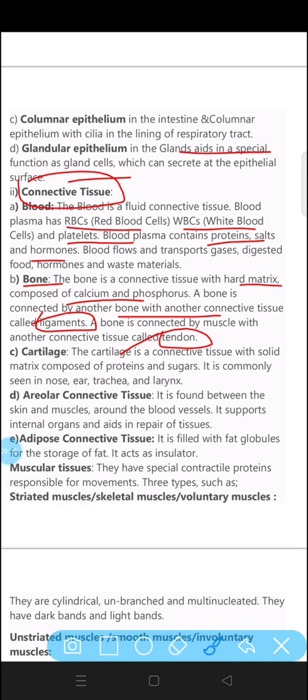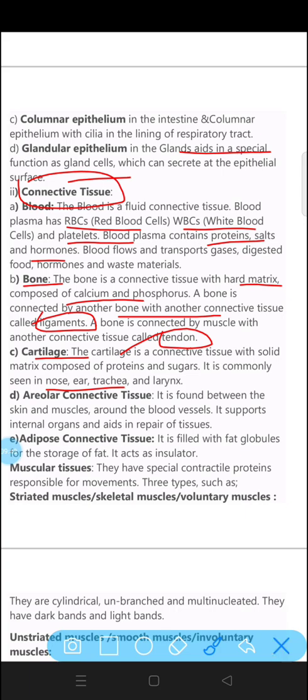Next is cartilage. The cartilage is a connective tissue with solid matrix composed of proteins and sugars. It is found in the soft bony part, or we can say it makes the surface of the bone soft. Examples: nose, ear, trachea and larynx.